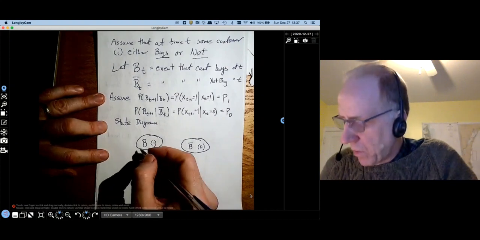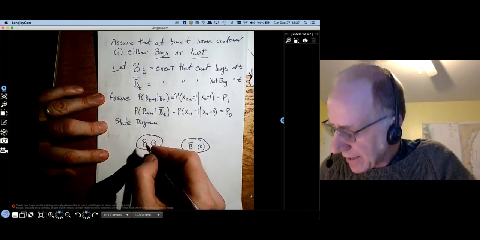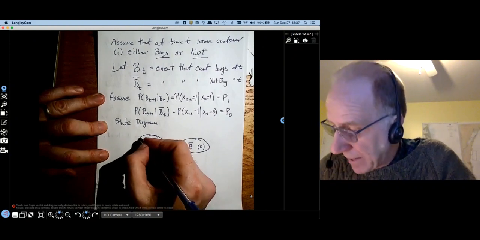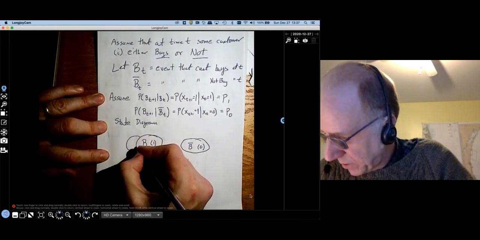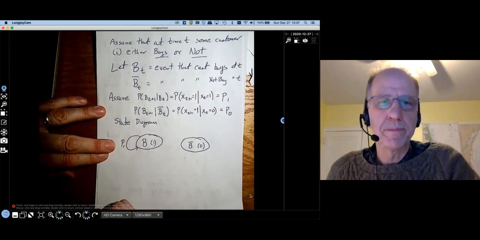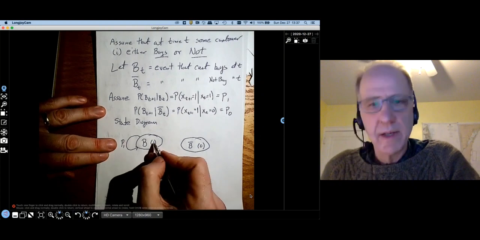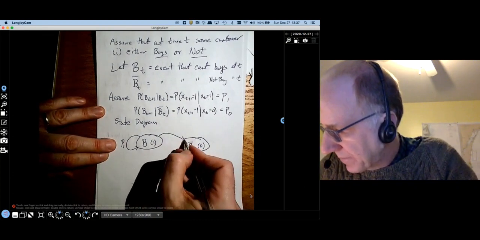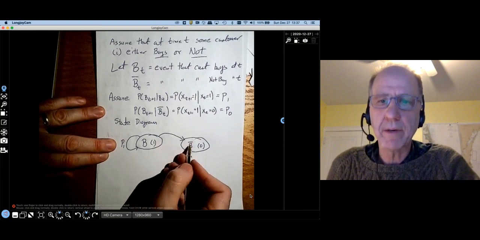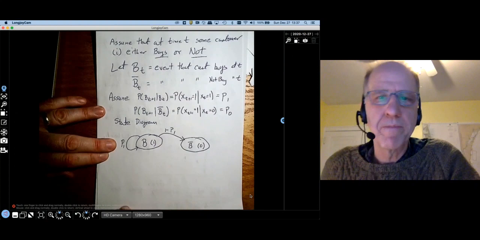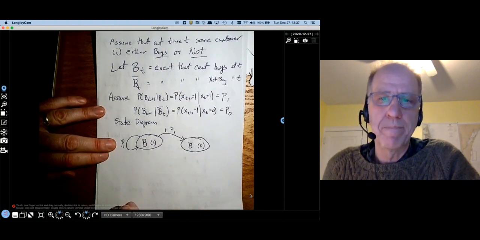1 means you buy, 0 means you don't. Now, what can happen is that next period, someone who starts out in this buy state might decide to stay. So that's going to happen with probability P1. Alternatively, somebody who's in this buy state might decide not to buy, in which case that customer migrates to the non-buy state. That's going to happen with probability 1 minus P1.